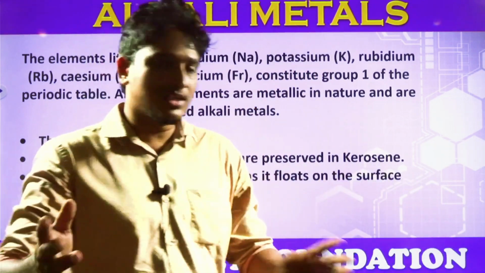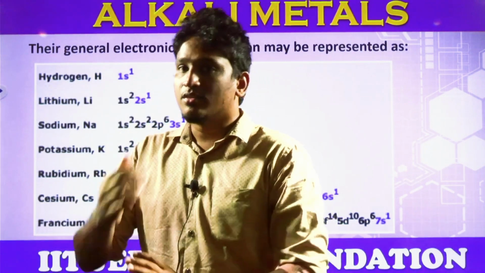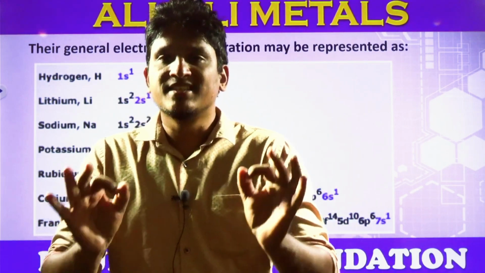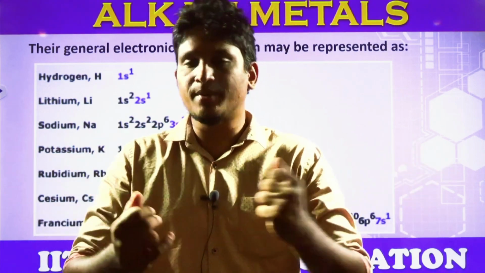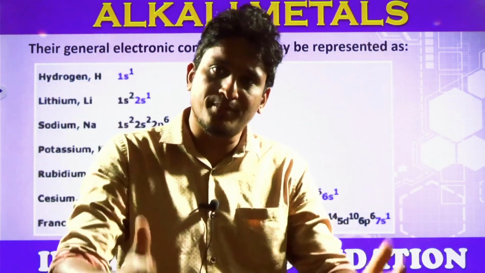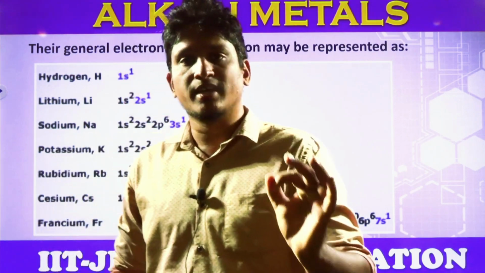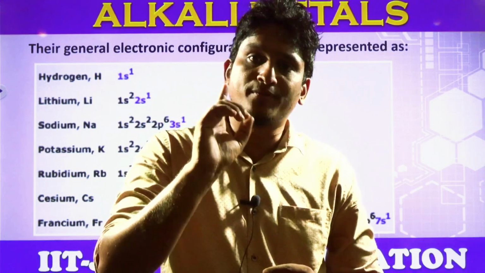So let us start the discussion with general electronic configurations. Listen students, all the elements in the same group have similar chemical properties. Yes or no? That's why they are called a family, one family. Alkali metals all have basic nature from lithium to cesium. What is the reason behind this similarity? The reason behind this similarity is electronic configuration.